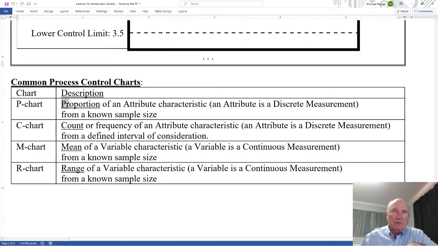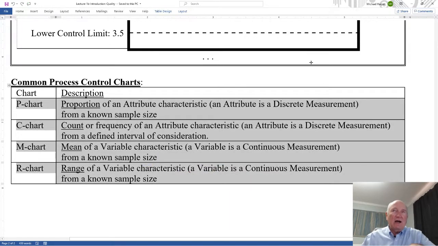Well, you can have a P chart, which is a control chart on the proportion of an attribute characteristic. The C chart is the count or frequency of an attribute characteristic. The X-bar chart is a mean of a variable characteristic, and the R chart is the range of a variable characteristic from a sample. Here are four of the common process control charts that are introduced initially. These are not the only four. There are many of them.